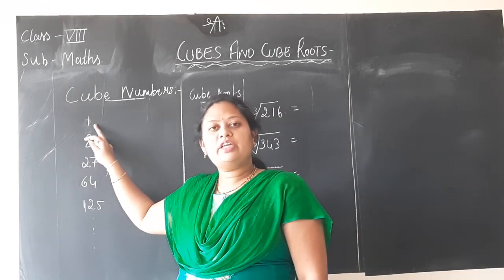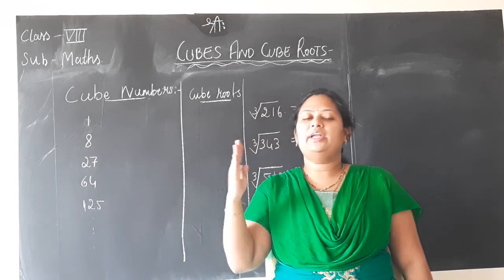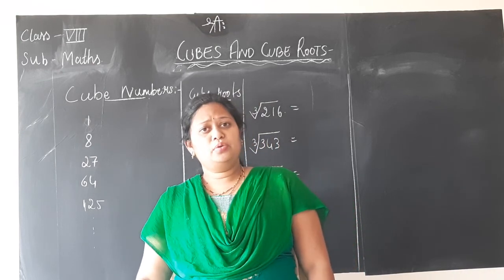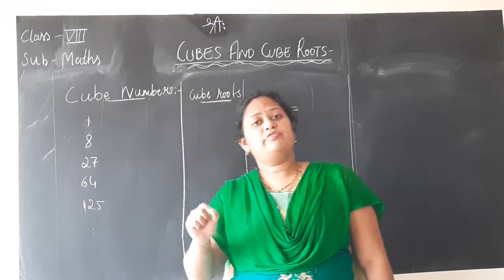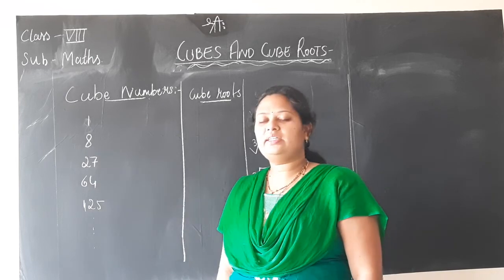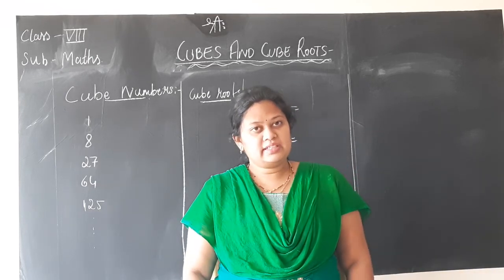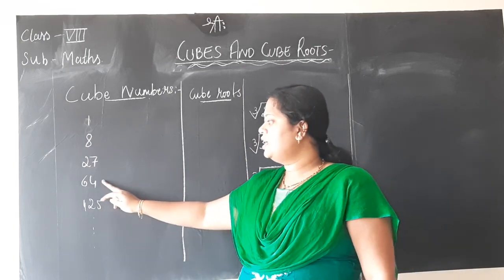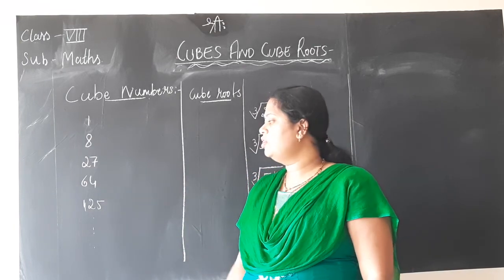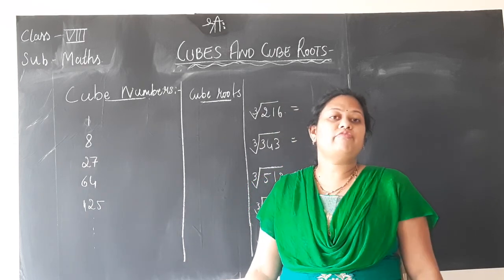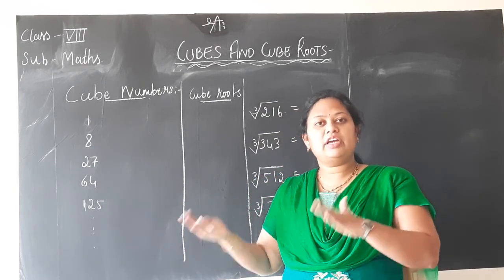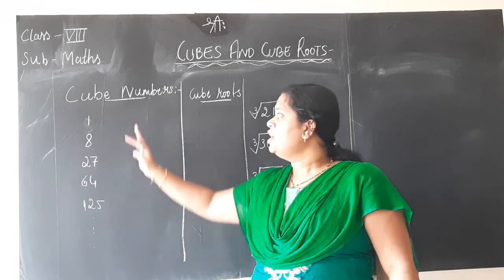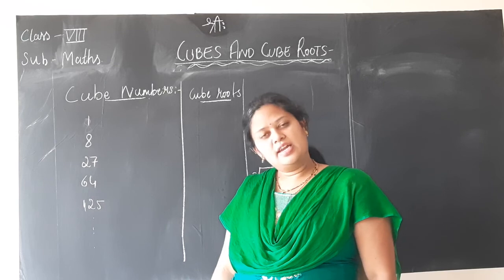1 is the perfect cube of 1 itself, like 1 into 1 into 1 is 1. 8 is the perfect cube of 2. 2 into 2 into 2 is 8, children. 2 2s are 4, 4 2s are 8. Similarly, 27 is the cube of number 3. 3 multiplied 3 times will give us 27. Similarly, 64 is the cube of 4, whereas 125 is the cube of 5. 5 into 5 into 5. 5 5s are 25, 25 into 5 is 125. So, these are the cube numbers which we have already learnt.